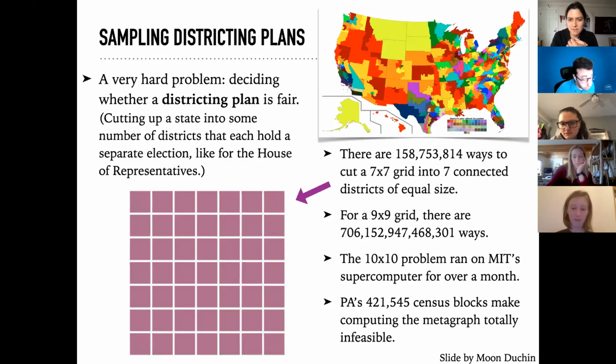And for a 10 by 10, roughly the size of Iowa, it's just impossible. It ran on the supercomputer for over a month. So it's just infeasible to try to compute all possible districting plans and then measure the one you have against them. Especially for a reasonable size state like Pennsylvania. I mean, it would take longer than until the heat death of the universe. So there's no time to wait for that. We have stuff to do.